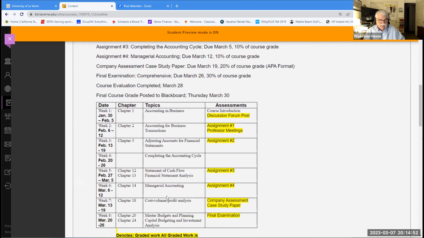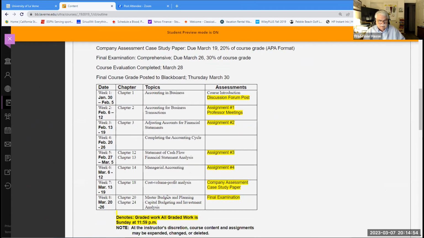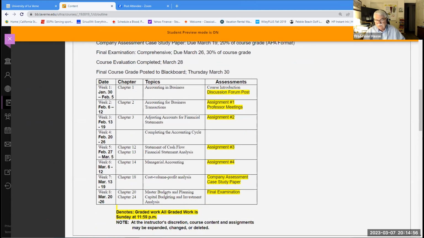We're talking about managerial accounting. Next week, we're talking about cost volume profit analysis, which is basically called break-even analysis or strategic planning. And then in the last week of class, we talk about budgeting, financial planning, capital budgeting, investment analysis as we complete the study of our accounting and finance class.